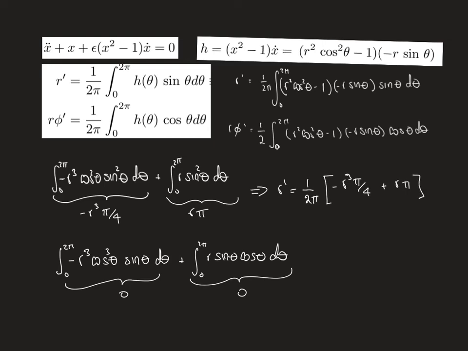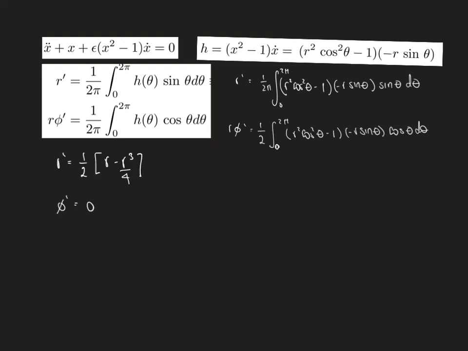and this is equal to r prime equal to 1 over 2 of minus r cubed over 4 plus r, and the other one here is simply phi prime equal to 0. So these are the two equations that describe the evolution in time, so of capital T, of r and phi, so of the amplitude and the phase.